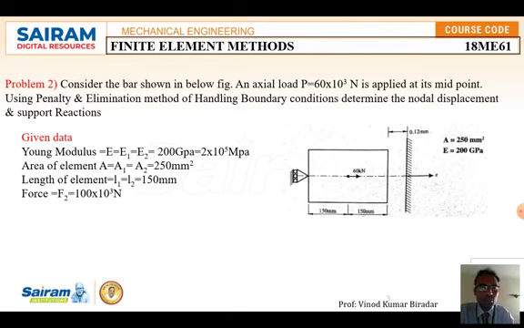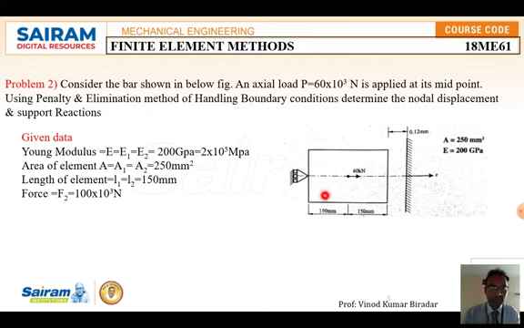Here the question is given, and the diagram is given. This is a bar element, and the load is acting here. This is the first element and the second element, and the bar is fixed at a distance gap of 0.12. The area of the element is given as 250, Young's modulus is 200 gigapascal, and the length is given as 150. Note down all the given data here.